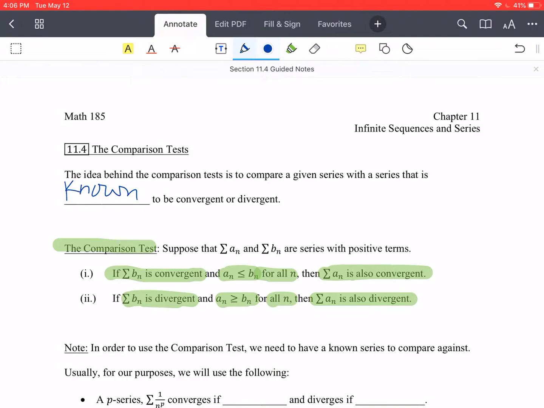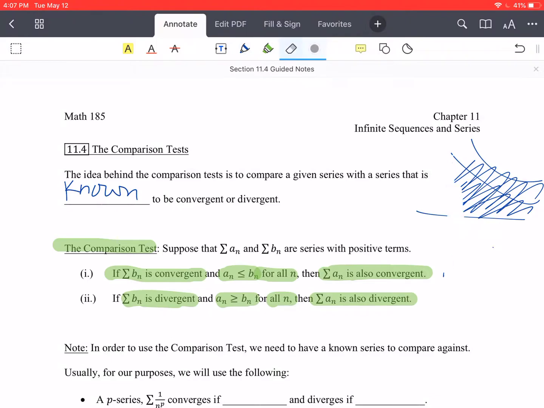B gives us some value and we know that it converges, so the value is finite. Well then we also know that if A is smaller than B and B is finite, then A is also going to be finite. Whereas if B is some series that diverges, so it has an infinitely large value, and we know A is bigger than B, then if this one's infinitely large, the bigger one is also going to be infinitely large. Okay, so that's the idea behind the comparison test.